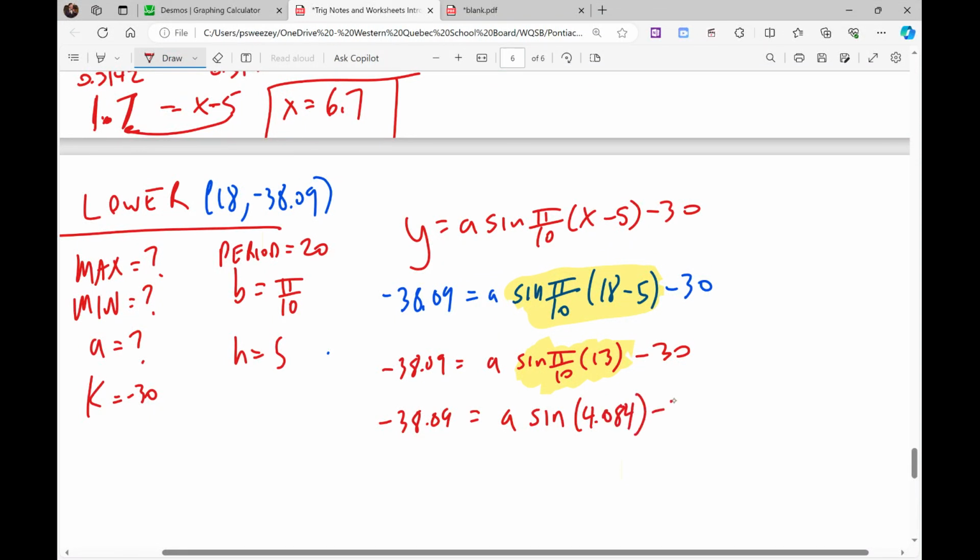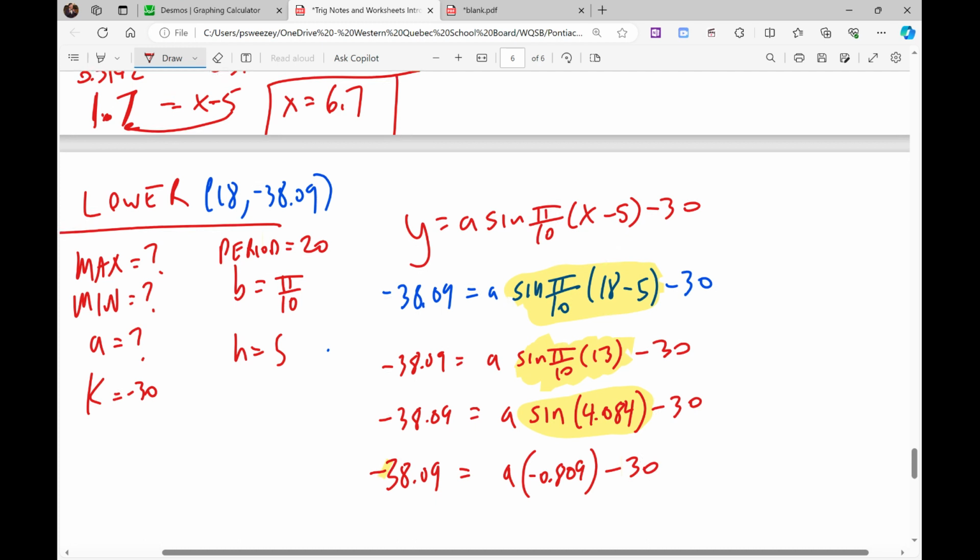Now you could have kicked that 30 out of the way first. It doesn't really matter when you do it. But at least right now, I have this ready to use. Now it's on the same side and right next to it. So I am just going to write sine of 4.084 and then hit equals. That gives me something wonky like sine equals negative 0.809. So the equation is negative 38.09 equals A times negative 0.809, and then minus 30.